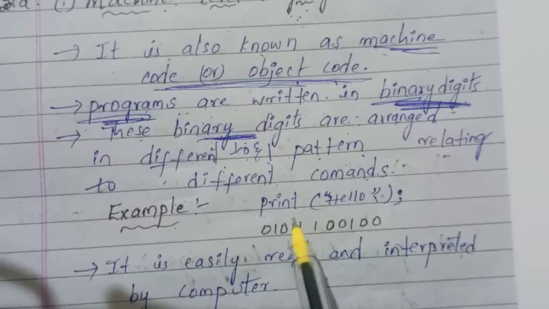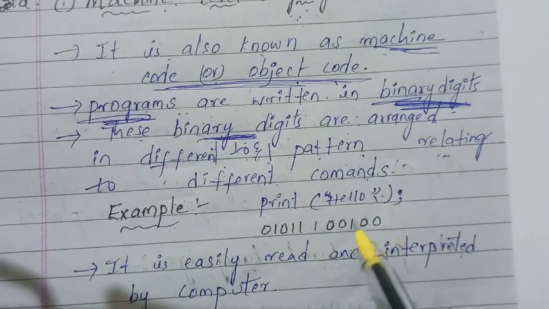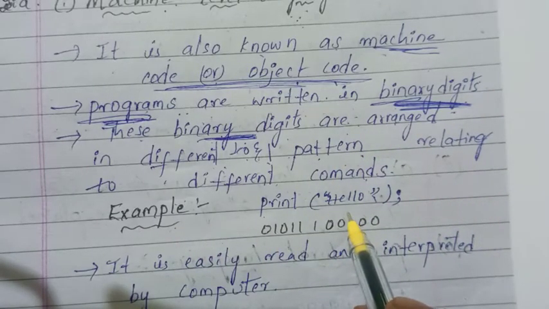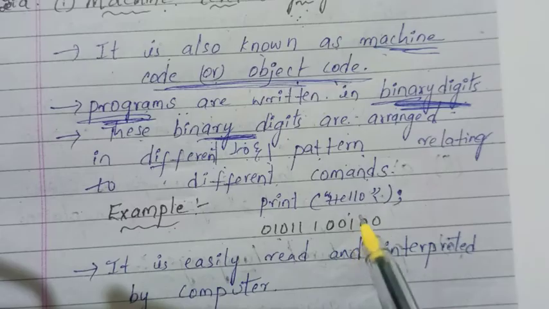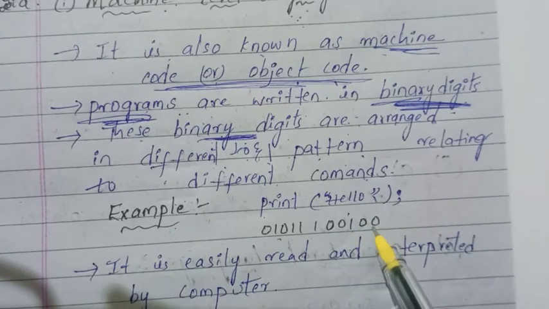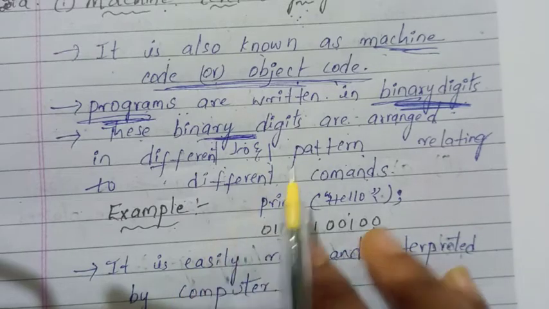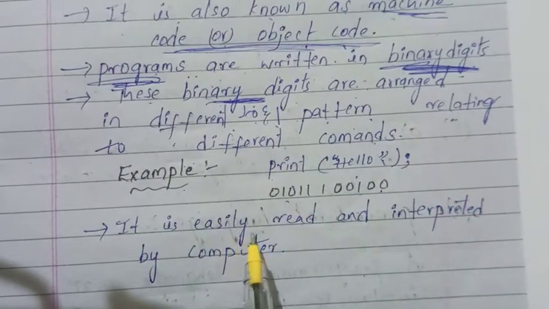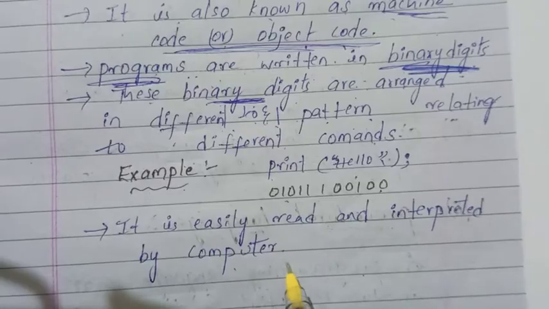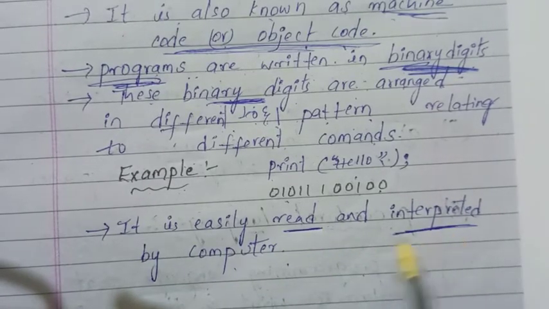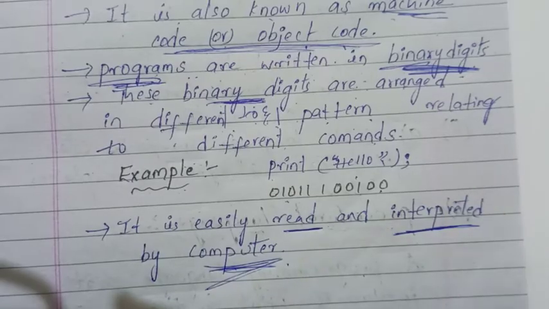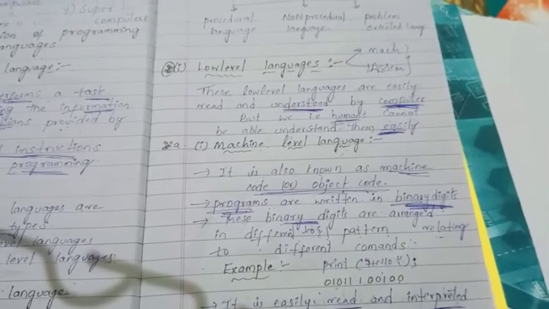So these binary digits, 0 and 1, are arranged in different patterns relating to different commands. Let us take an example here. If we want to print the statement hello in computer language, then the machine code may be like this, 0 1 0. It is just an example, for understanding purposes. And machine code is easily read and interpreted by the computer.